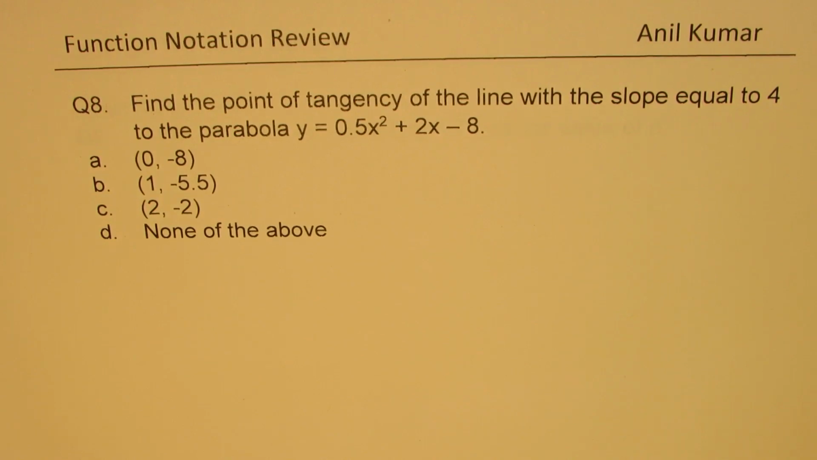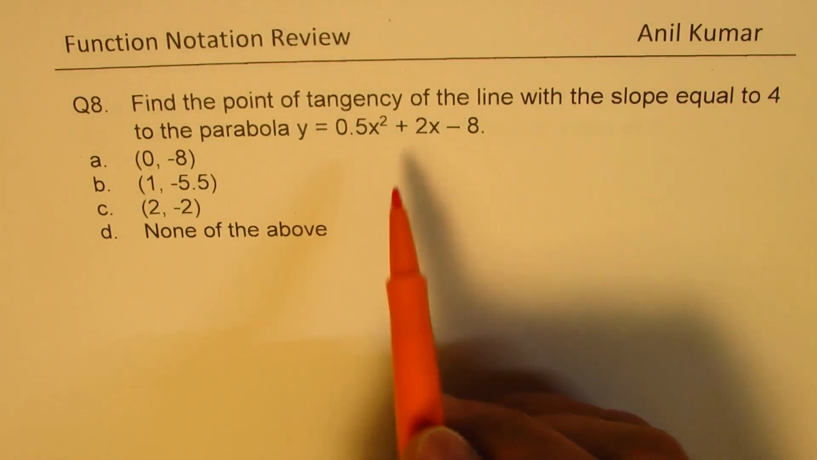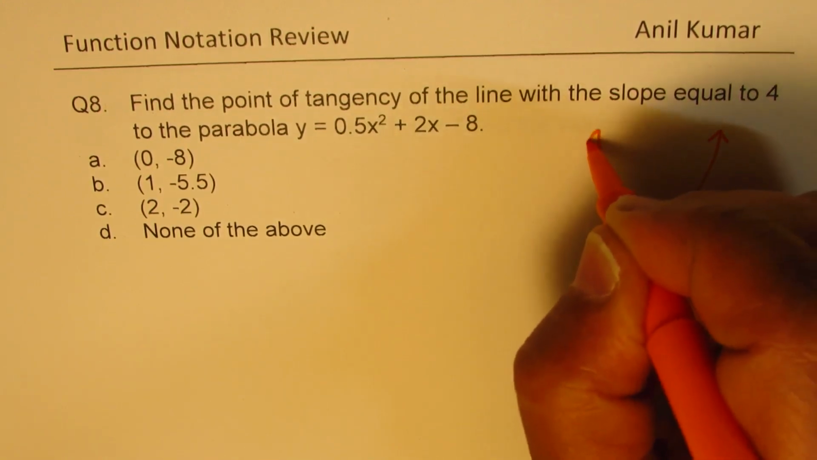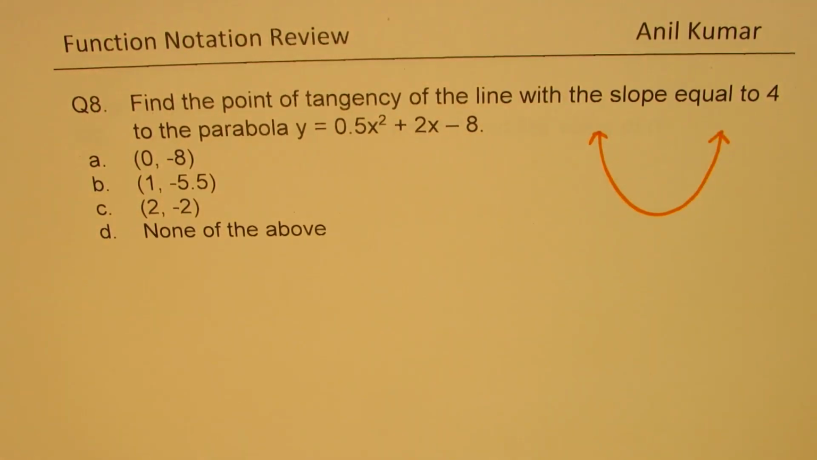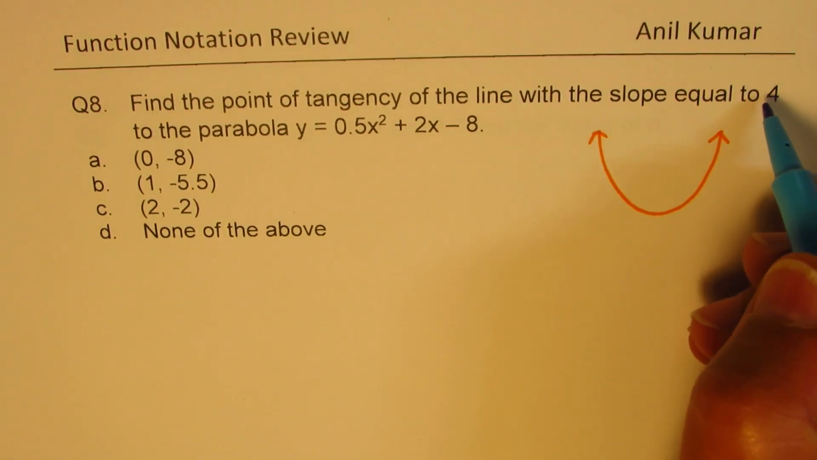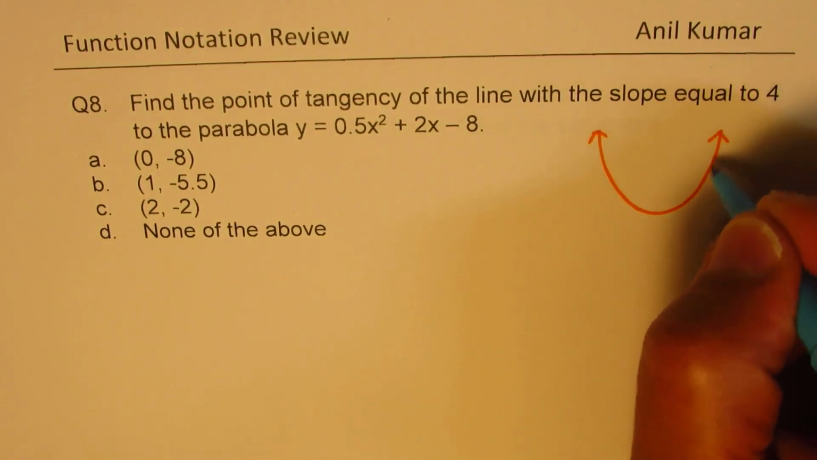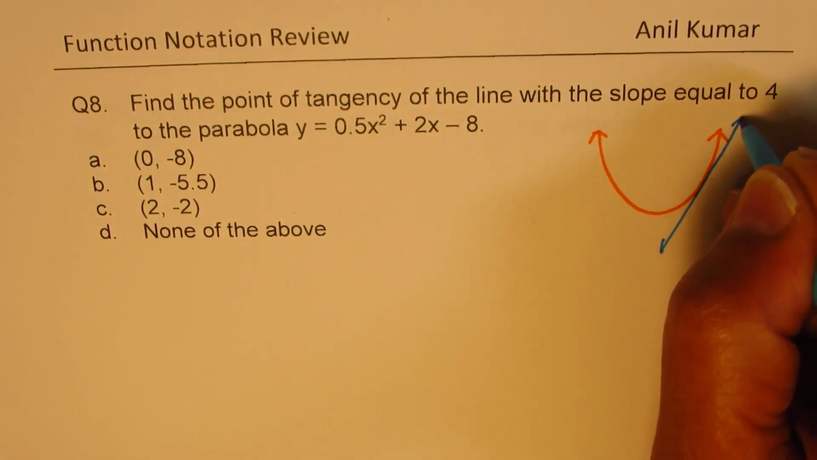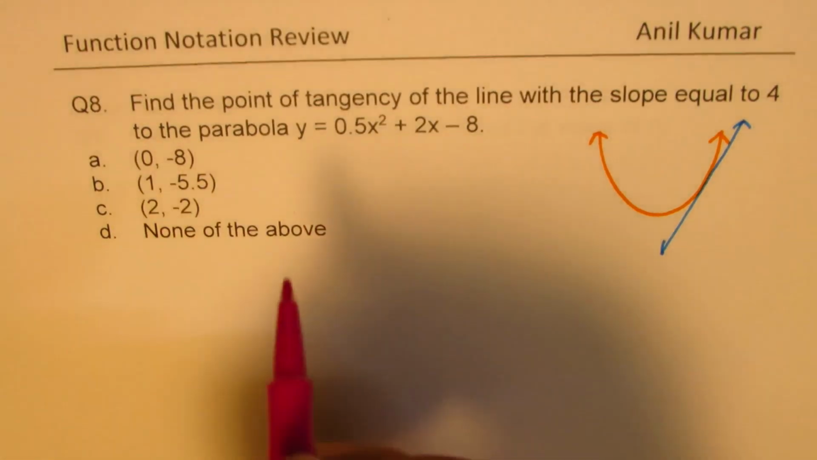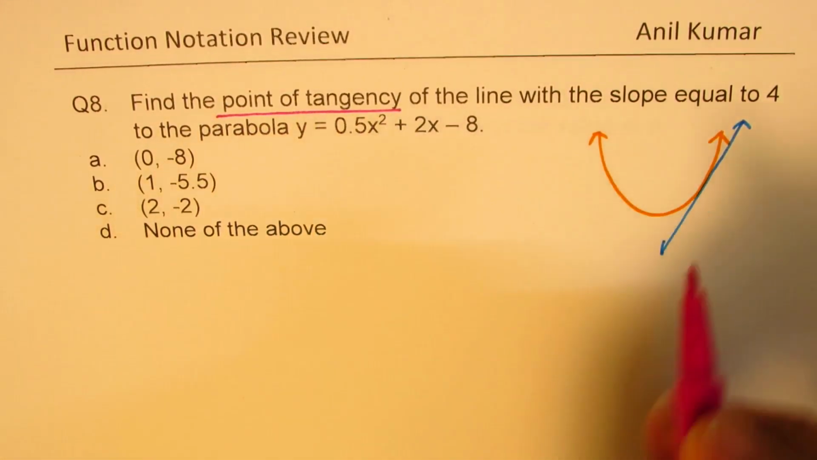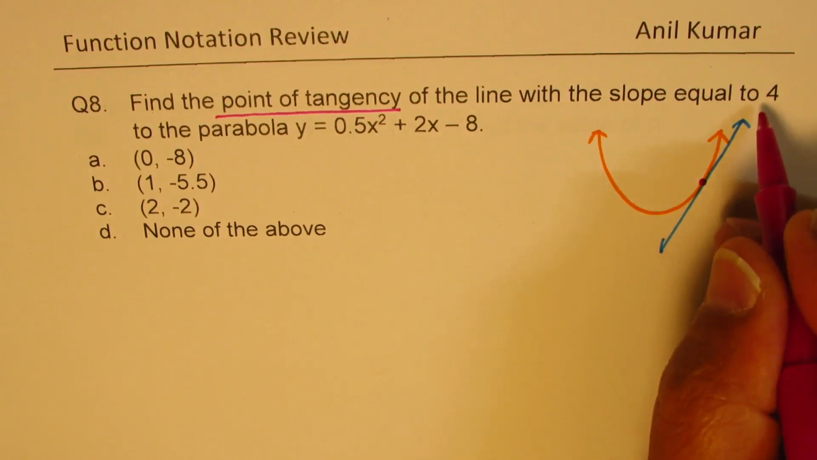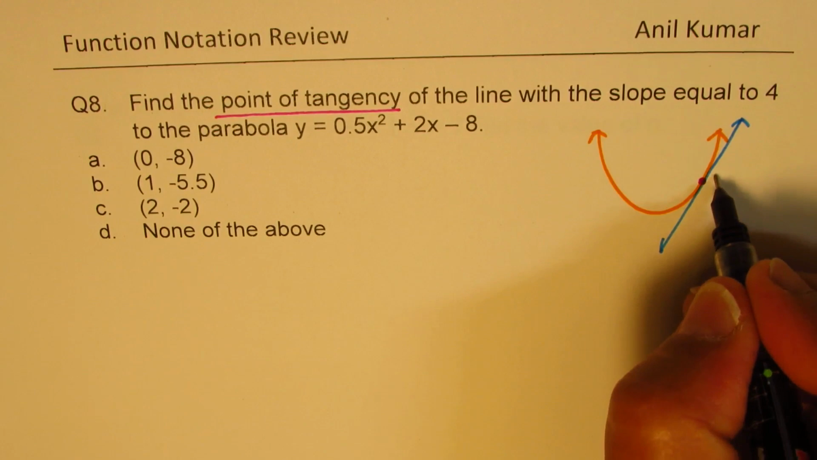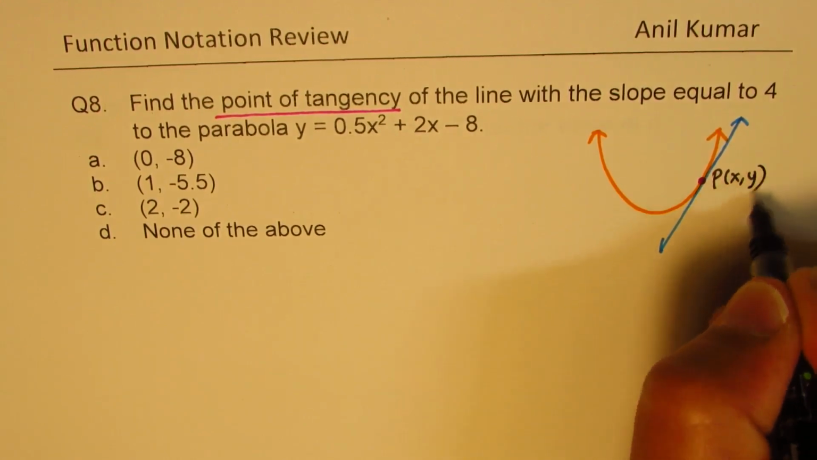So basically, let's try to understand it. We have a parabola which opens upwards, so it will be kind of like this. And a line which is tangent has a slope of positive 4. So it is on this part of the parabola. When we say find the point of tangency, it means this particular point where this line is tangent, right? That's what we need to find. So let this point be xy.